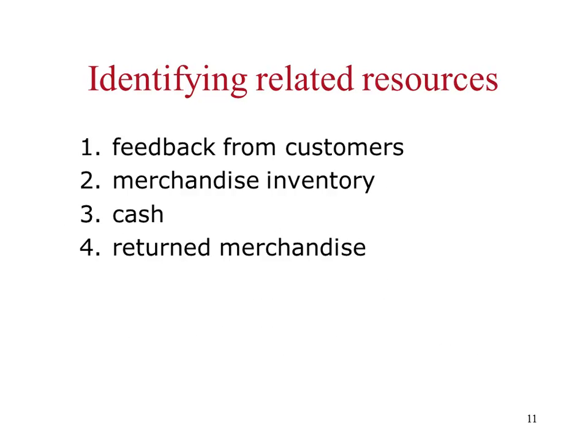Please take a note here. There's returned merchandise, which for a very valid reason is kept separate from inventory. You don't want to mix those. So you have two types of inventory: one is the regular inventory, which you sell, and the other is what you get from returns. So four resources, right? Could be two, but let's go with four.